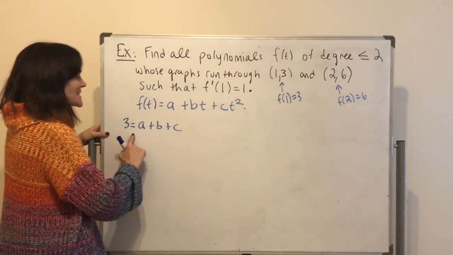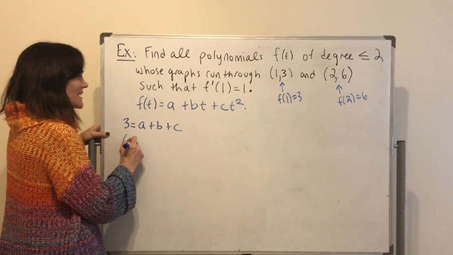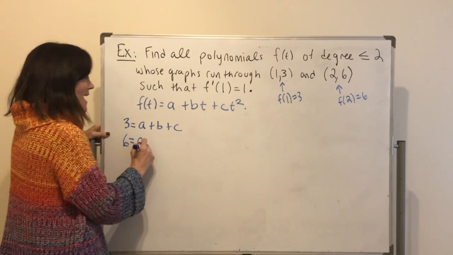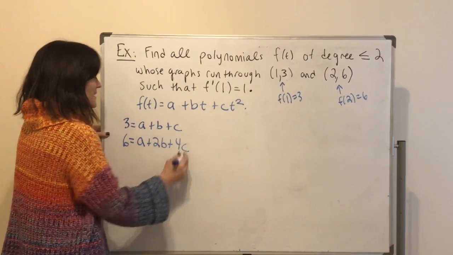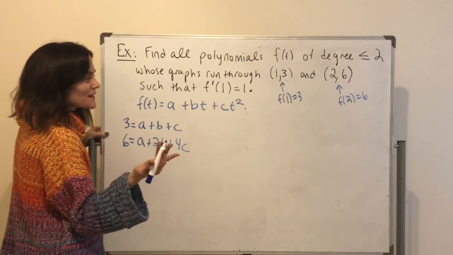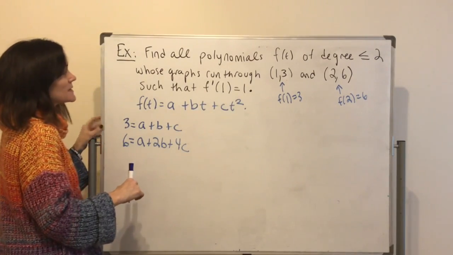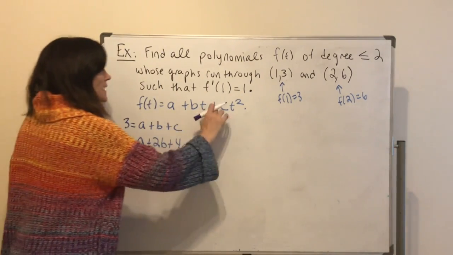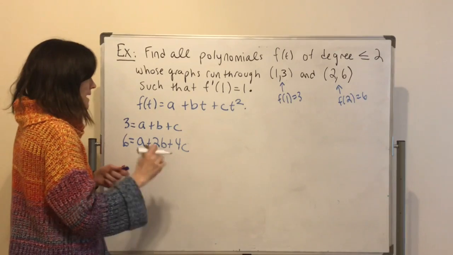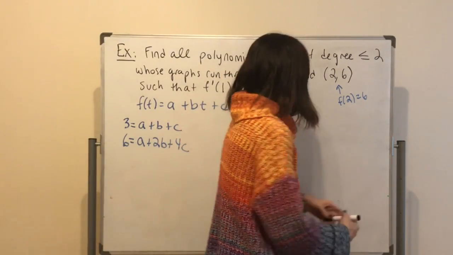And now let's get the second equation. f of 2 is 6, says 6 is, evaluating at 2, a plus 2b plus 4c. So far, so good. Well, there's this third equation about the derivative. The derivative at 1 should be 1. So here, maybe I should come over here and take the derivative.